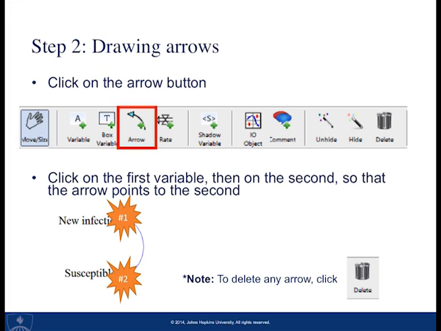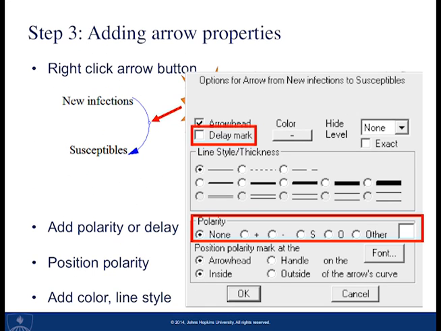Does everybody have an arrow? And then what's next is that for each arrow, you will want to eventually add arrow properties. So in order to add properties, you right-click on the arrow. As you'll see, it has a small circle in the middle. And if you right-click that little circle on the arrow, it gives you a variety of options.